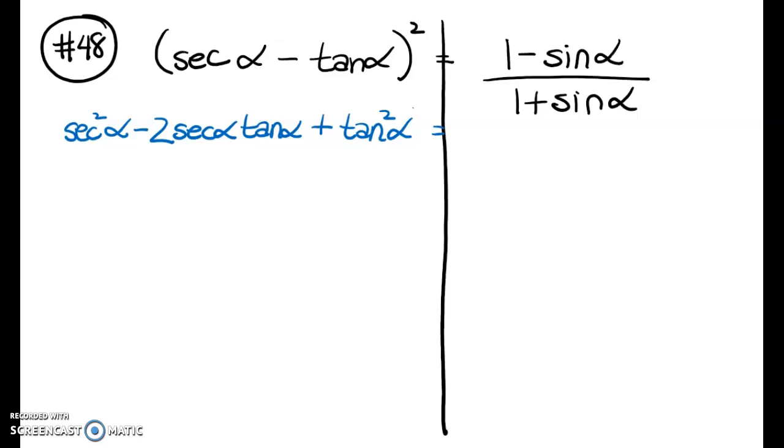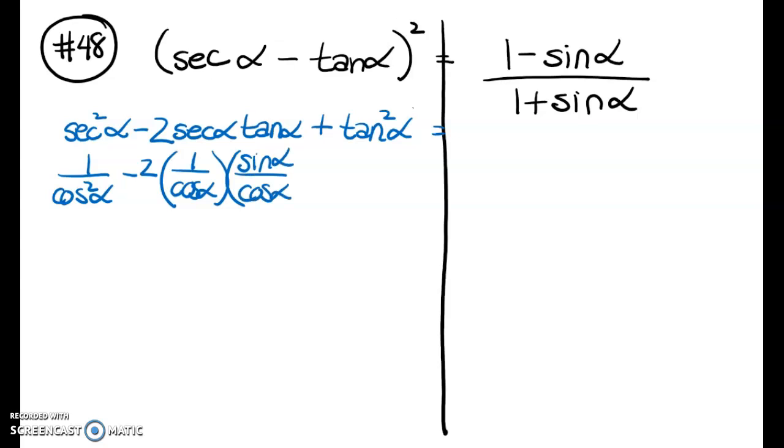Okay, so that really makes things look a lot more complicated. So I'm going to change everything to sine and cosine and see what happens. When I change secant squared to sine and cosine, I get 1 over cosine squared of alpha minus 2 times 1 over cosine of alpha. Tangent is sine of alpha over cosine of alpha. And then I'm going to get sine squared alpha over cosine squared alpha. I want you to notice that I have a cosine squared and a cosine squared, and if I actually multiply this, I get a cosine squared.